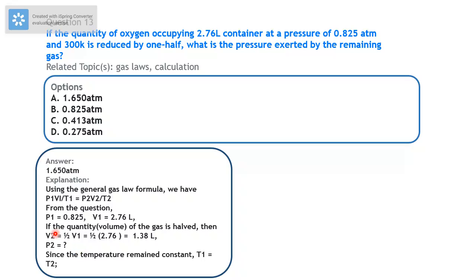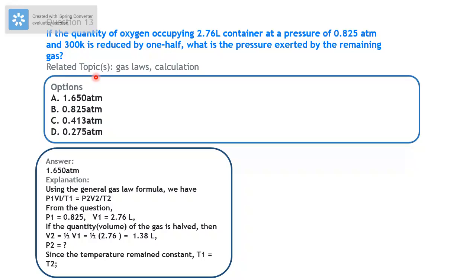Now, the quantity is reduced by 1/2, so it becomes half. That means the new volume is going to be half of the original volume. The original volume was 2.76 liters, so half of that is going to be 1.38 liters. We now want to look for P2. We are assuming that the temperature is constant here, so the temperature did not change.